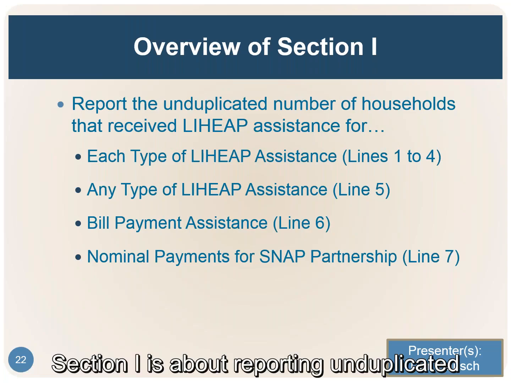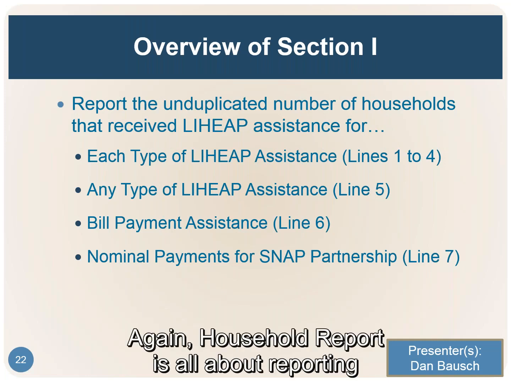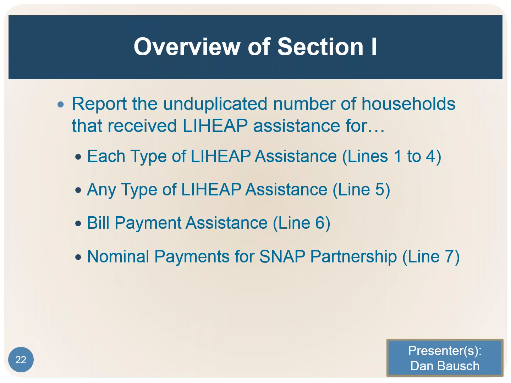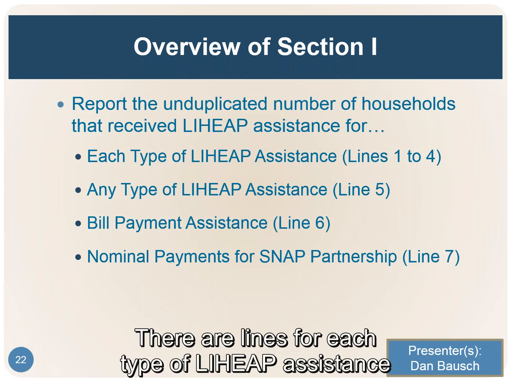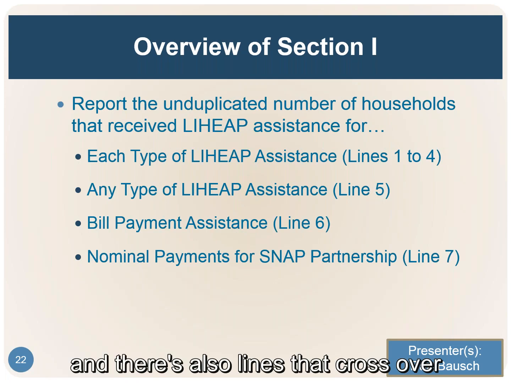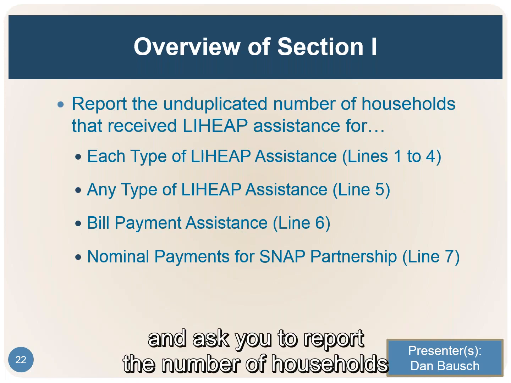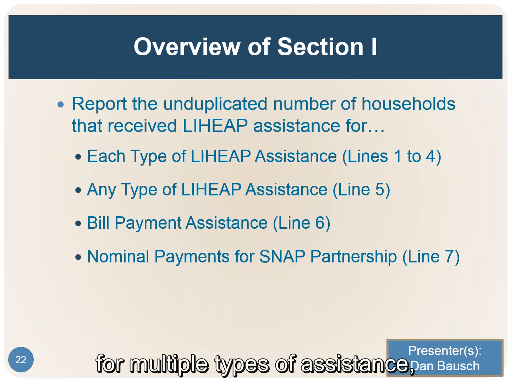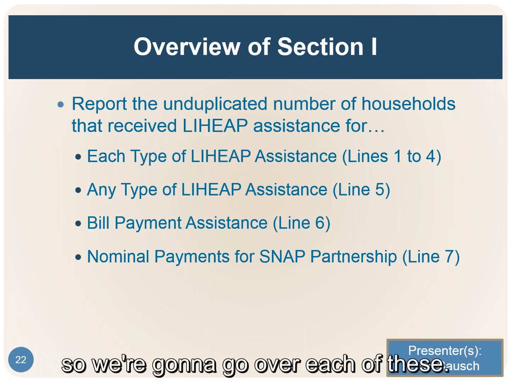So section 1 is about reporting unduplicated number of households. Again, household report is all about reporting number of households. And there are lines for each type of LIHEAP assistance, and there's also lines that cross over and ask you to report the number of households for multiple types of assistance. So we're going to go over each of these.